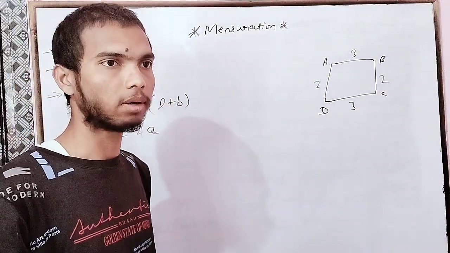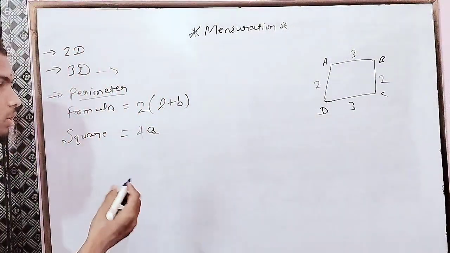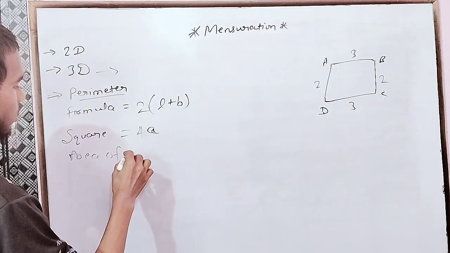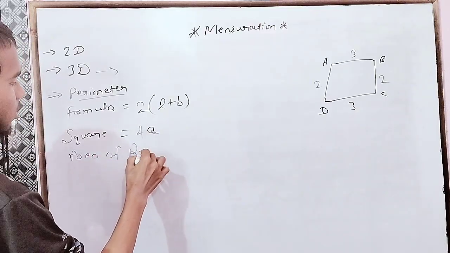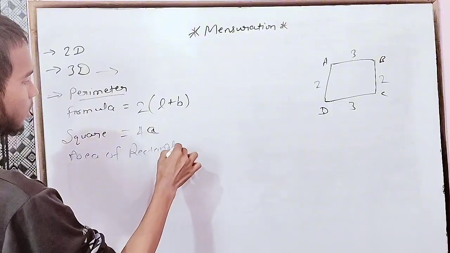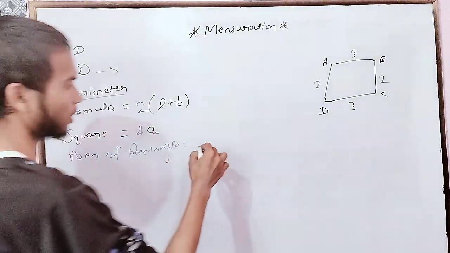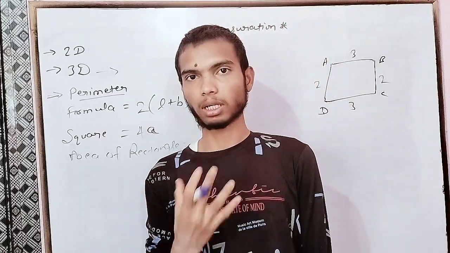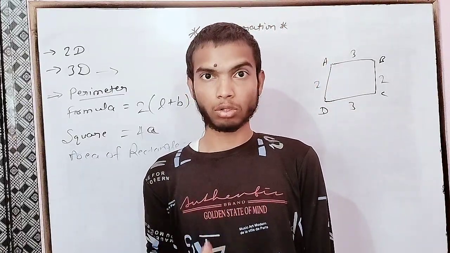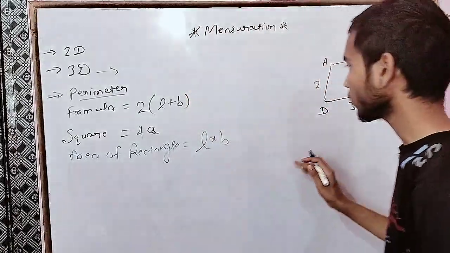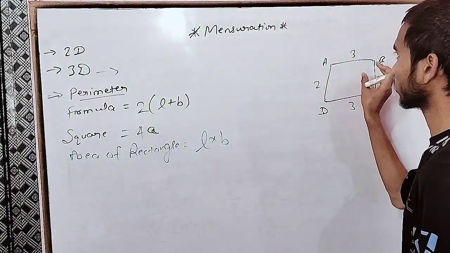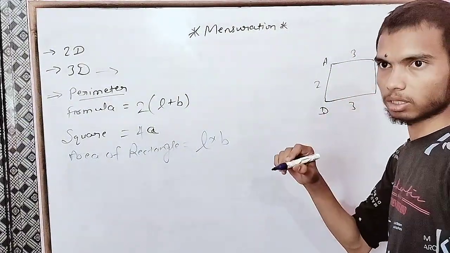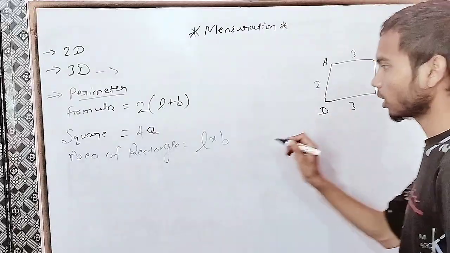Now, what about area? The area of a rectangle is what? L multiplied by B. Here we have two lengths and two breadths, but here we are talking about a square. Okay, we are talking about a square.